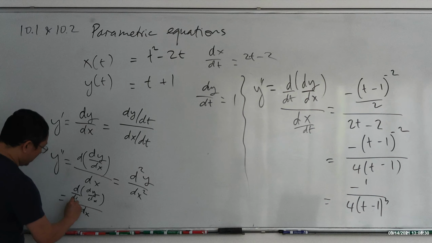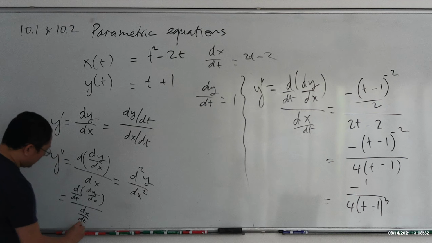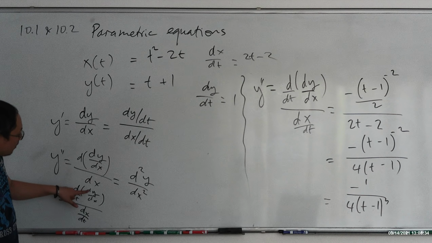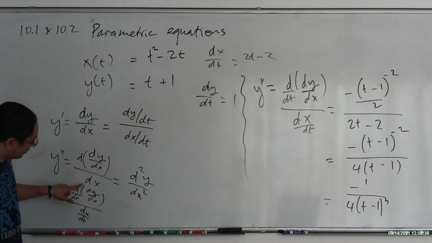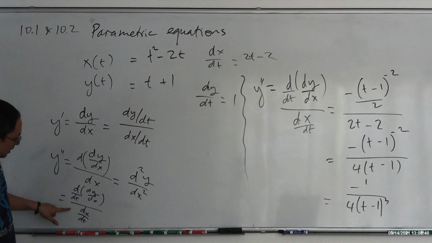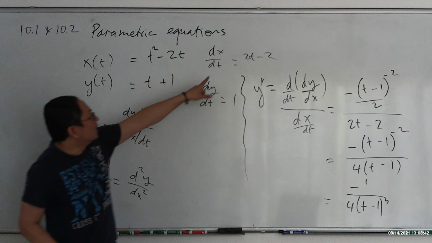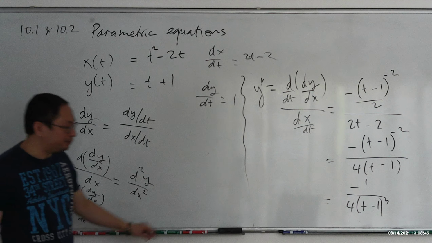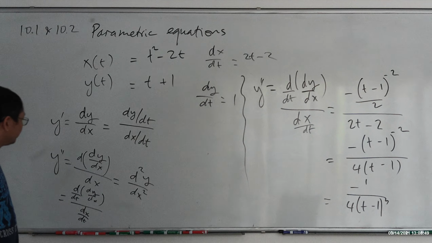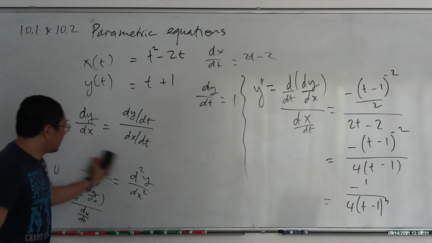Watch me. I divided by dt, divided by dt. And this notation on top means what? I'm taking the derivative of dy over dx, the derivative of the first derivative with respect to t. And then this is dx over dt, right there. And the calculation I showed you right there, we have the answer. Okay, so make sure that you understand this.